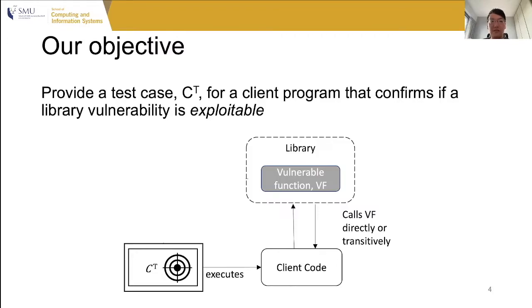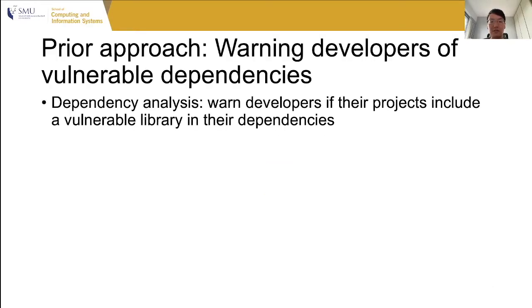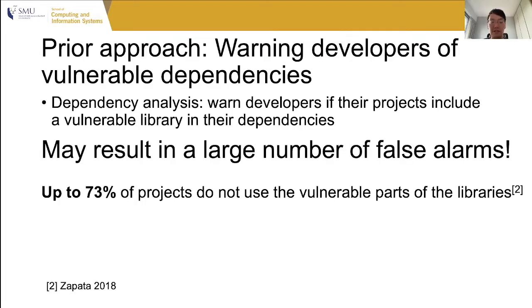One way of doing so is the objective of our research, which is to produce a test case that executes a client program to confirm that a library vulnerability is exploitable. Prior approaches to warn developers of vulnerable dependencies may only do an analysis based on the dependencies, warning developers as long as a vulnerable library is found among the dependencies. But this may not be enough, because this may result in a large number of false alarms, and up to 73% of projects do not use the vulnerable parts of the libraries.